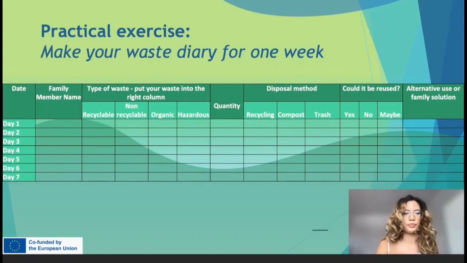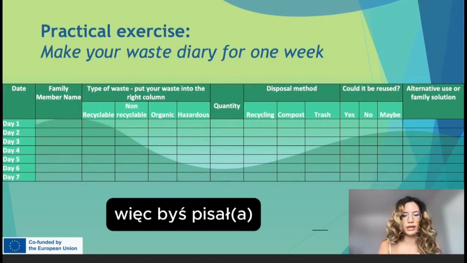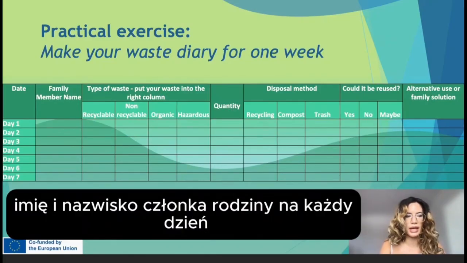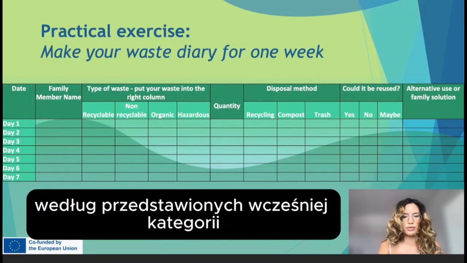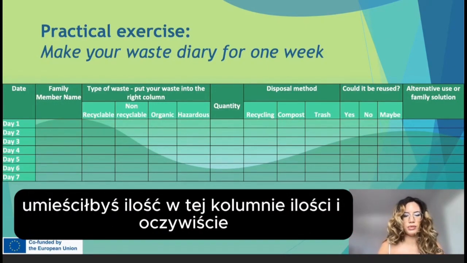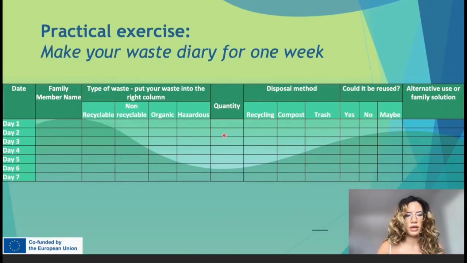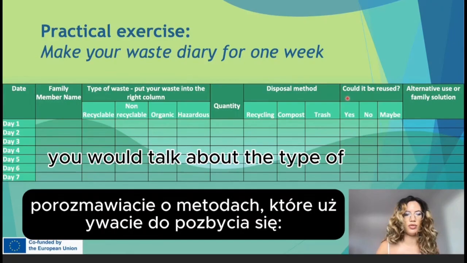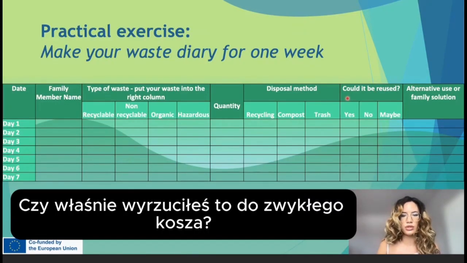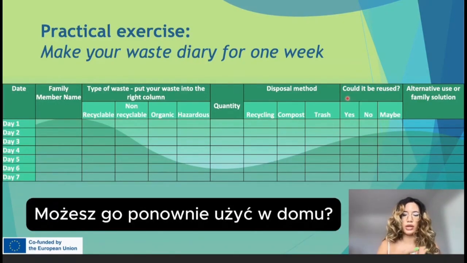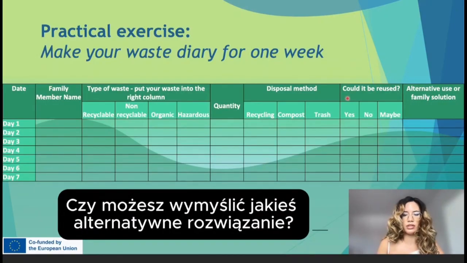One practical exercise that I propose for you would be to try to make your own waste diary for a week. You would write every family member's name for every day and the type of waste that you have generated according to the categories presented earlier. You would put in the quantity in the quantity column, and of course the method you use to dispose of it. So did you recycle it? Did you compost it? Did you just throw it into regular trash? Think about if you can reuse it at home, and see if you can come up with any alternative solution.